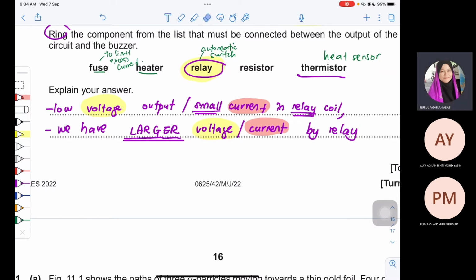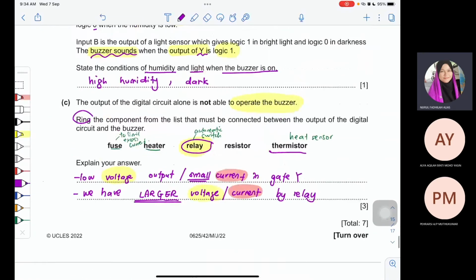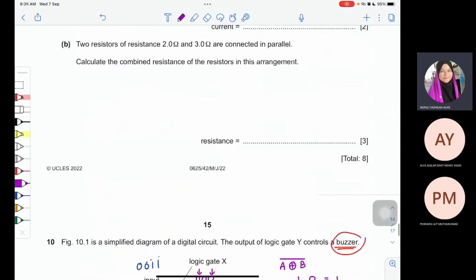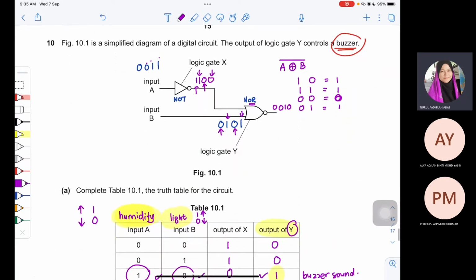Yang ni okay, low voltage output current in no gate ataupun gate 1. Okay, ni question. So kita tengok soalan yang seterusnya. Ada soalan tak tentang ni? Okay, so kita boleh simplify kan.